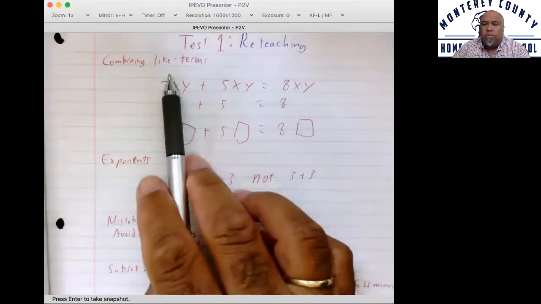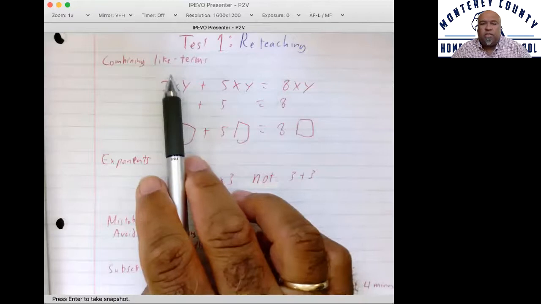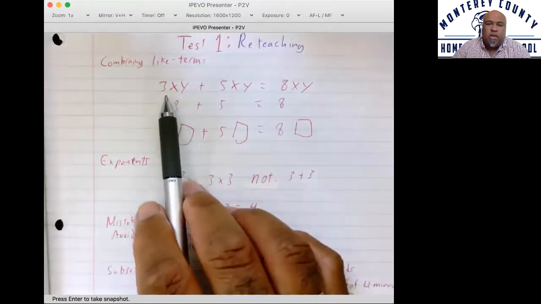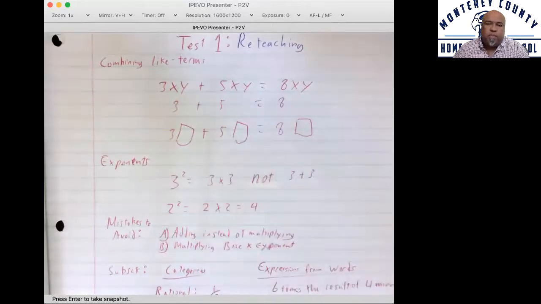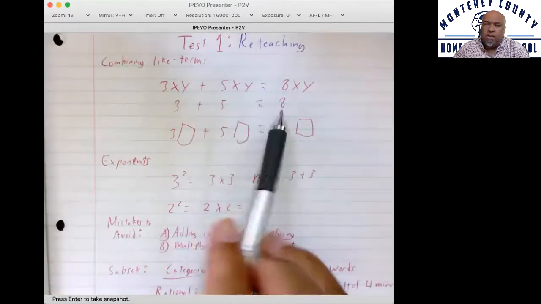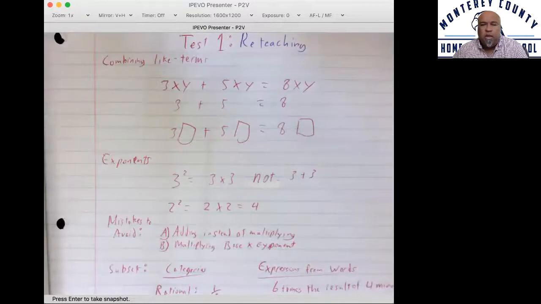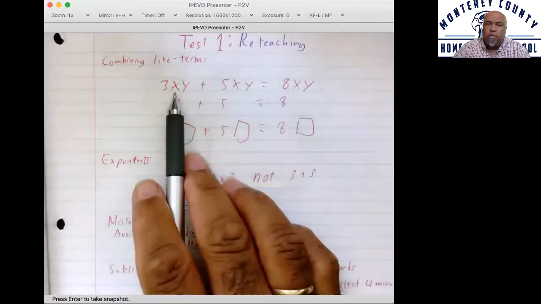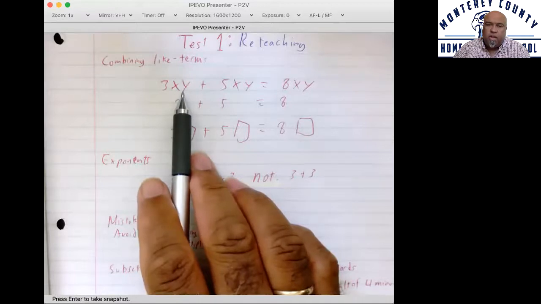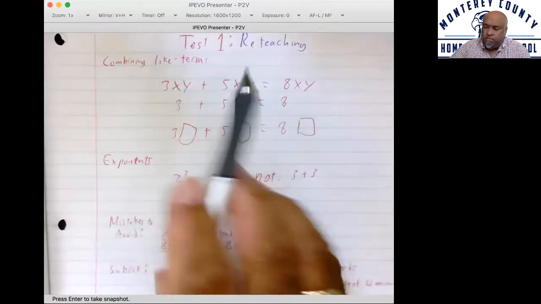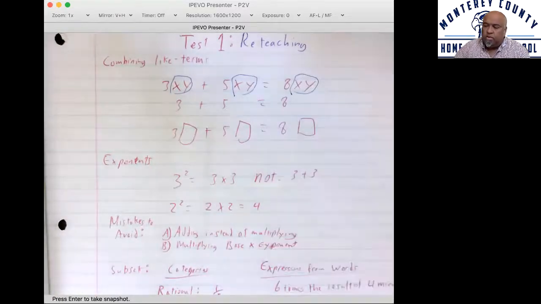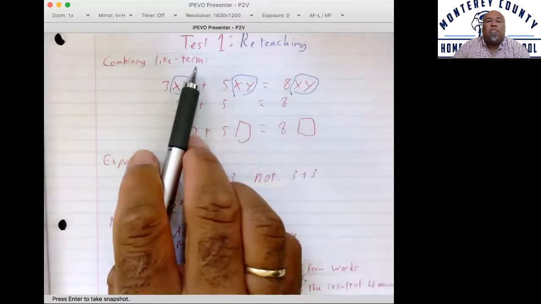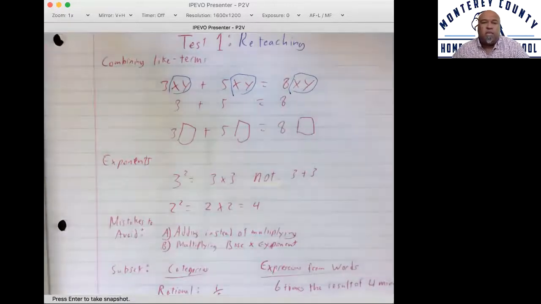All right, so combining like terms, I noticed several students messed up on those questions. Now I have 3xy plus 5xy equals 8xy. Let me explain. The basic rule of 3 plus 5 equals 8 stands here. Now xy represents two numbers that are being multiplied together. Since xy is the same in each of my terms, they are called like terms. When I say like terms, I mean that they are alike. They are the same things.